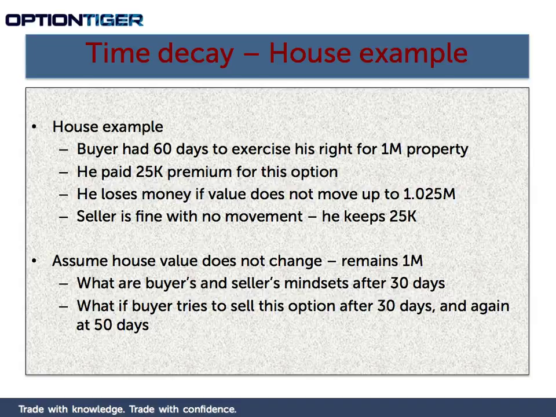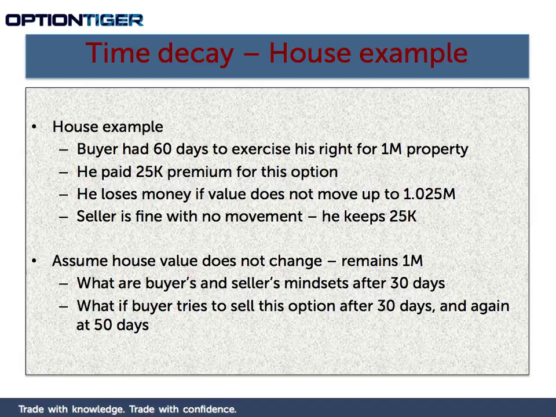So let's assume that 30 days go by and the value of the house has not changed. So think about what is going on in the buyer's mind and what is going on in the seller's mind. In the buyer's mind, he's getting a little concerned because 30 days have passed and the value of this house has not changed. And again, we are looking at it strictly from a financial standpoint at this time.